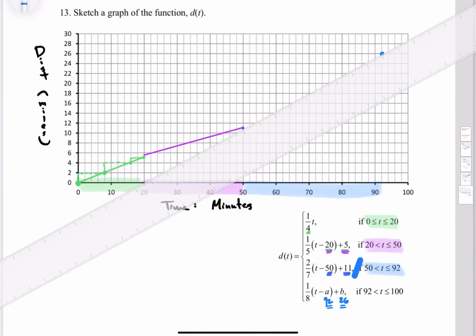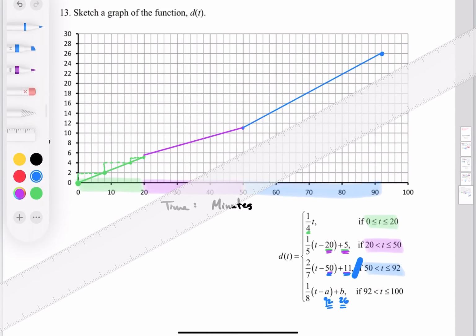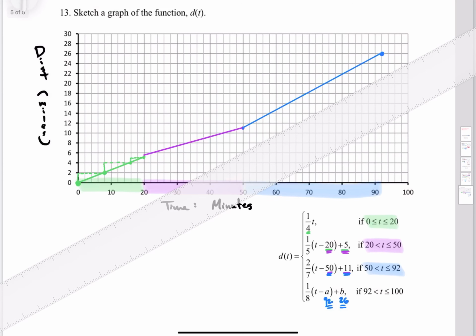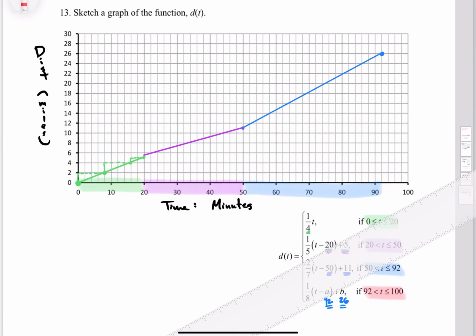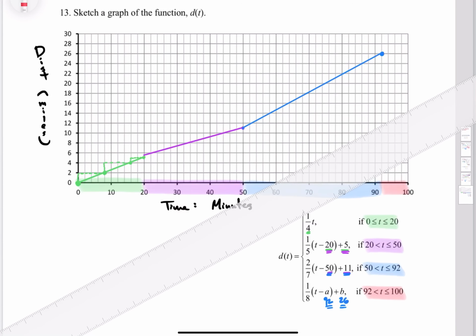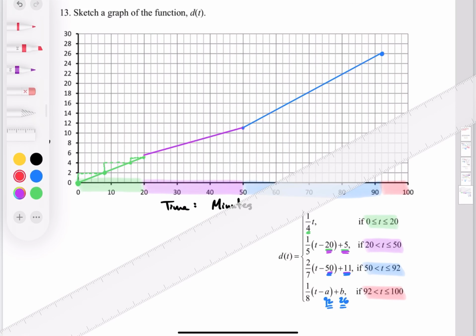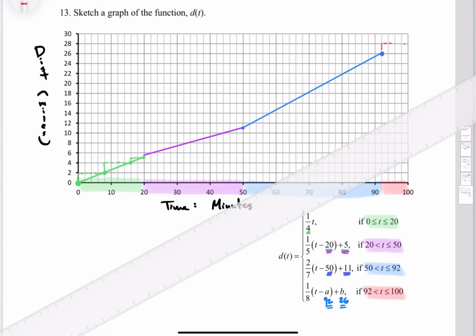And the last piece, which I'll do in red, well, that one we actually have to look at the slope again. Let me get rid of this right over here. Okay, let's take a look at that last piece. That's between 92 and 100 minutes, which is the rest of my graph here. We can see the slope is 1 over 8. So that means I'm going to go up 1 and over 8. But I can't fit that in. Up 1 and over 8 is going to be somewhere out here.